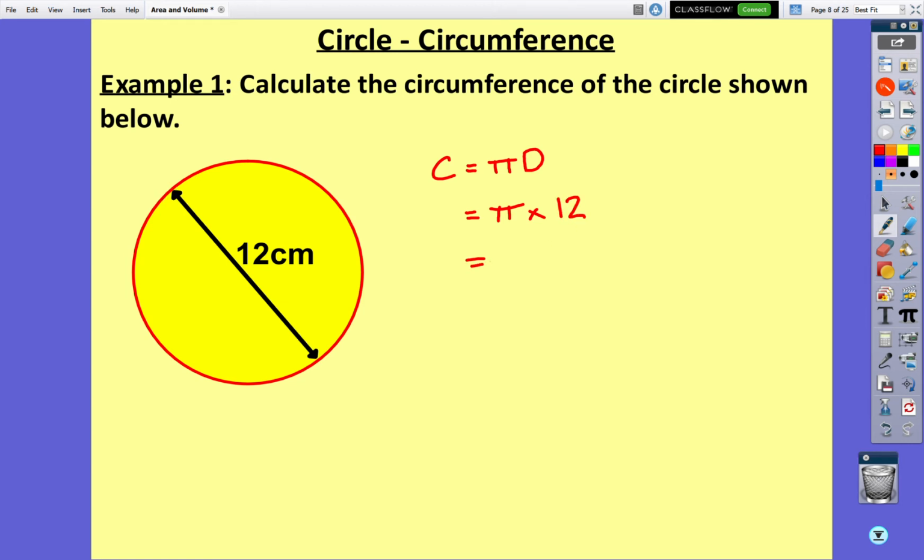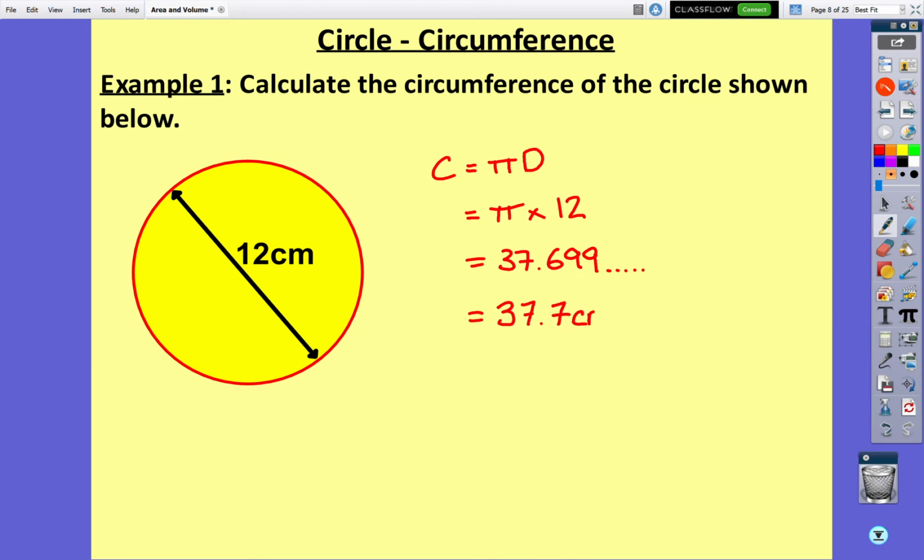So all you would do is pi times 12. So shift pi times 12, remember, if your calculator gives you 12 pi, press the SD button, so it's going to give me 37.699. You're going to get loads of decimal places. I would just round things to one decimal place unless it's otherwise stated.